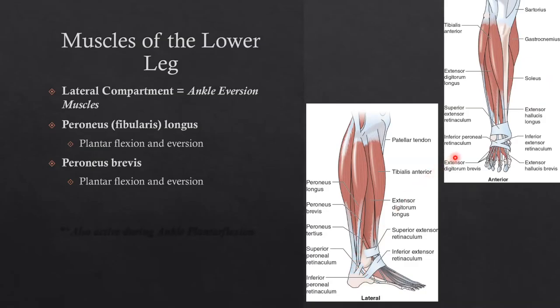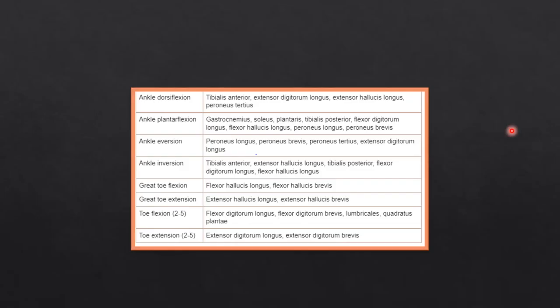And it's actually that superior extensor retinaculum that we may have some pathology very similar to that of the flexor retinaculum of the wrist when we have particular nerves that pass underneath it. And if it's compressed, it may cause some neuropathy type symptoms. And here's a table to organize all the muscles in their respective ankle action.